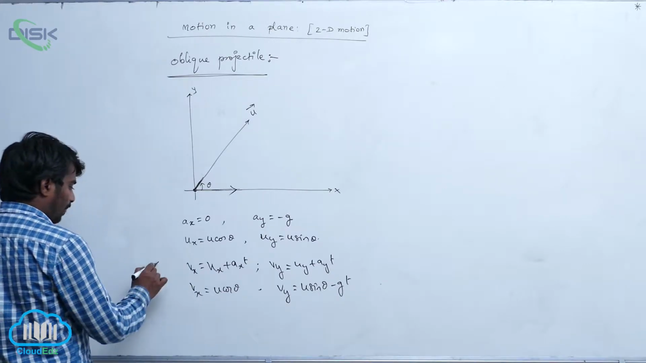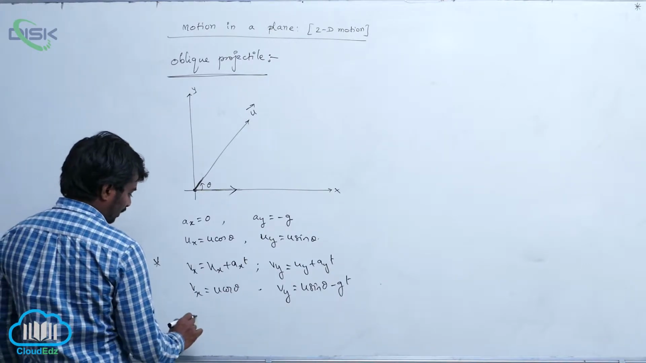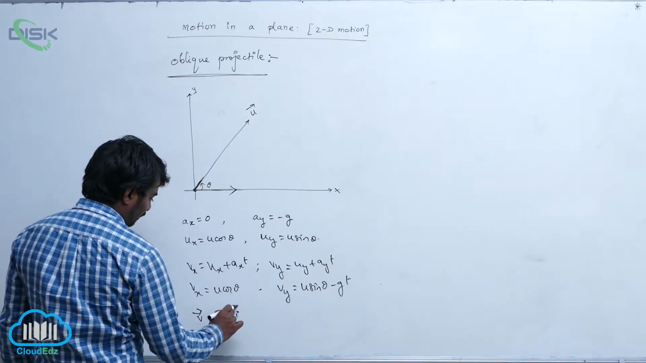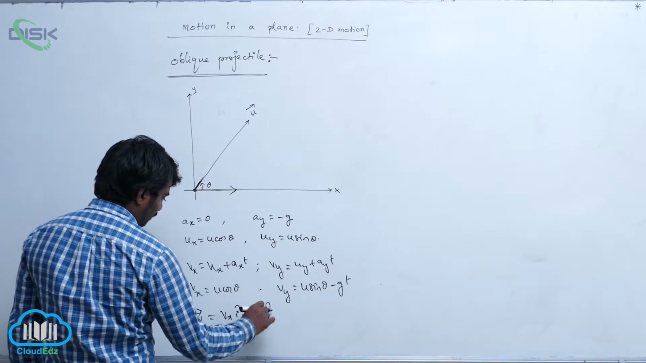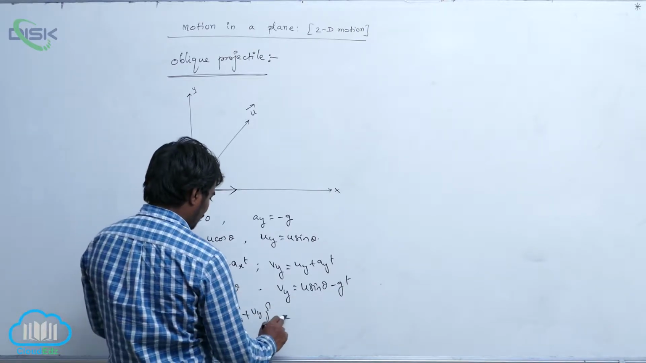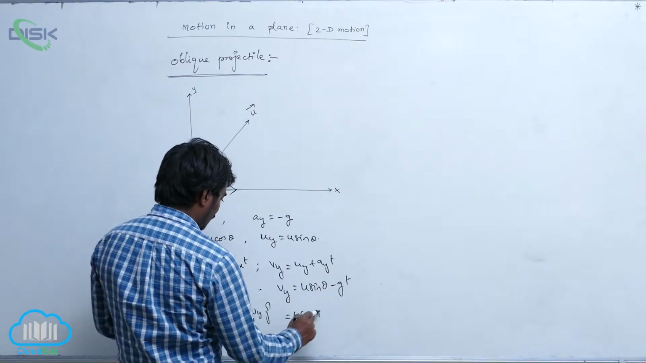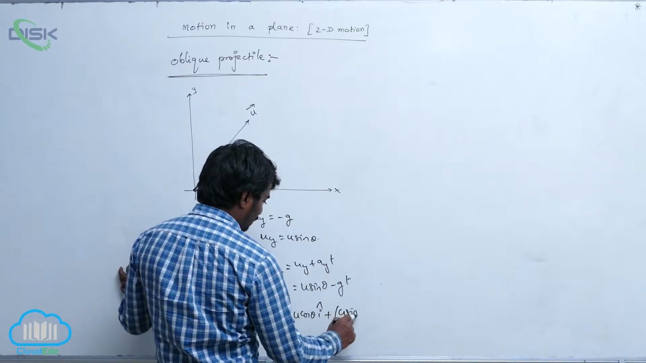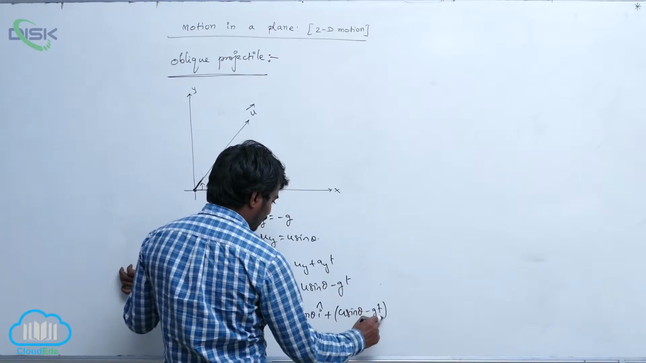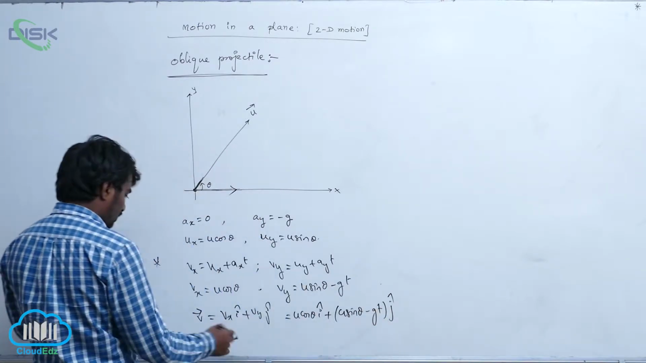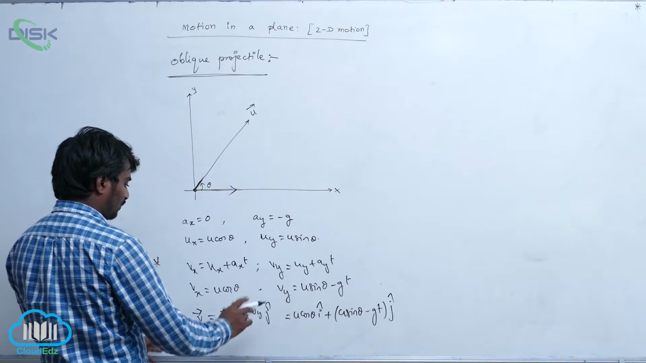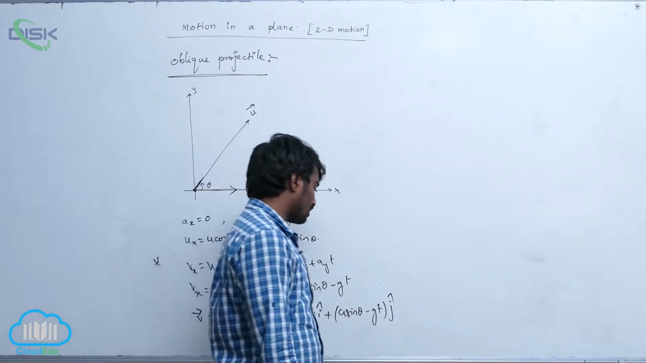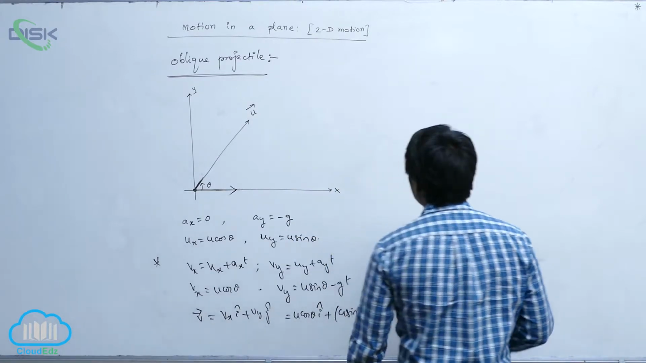Suppose you are asked to calculate V bar, what do you write? Vx i cap plus Vy j cap, that is V bar. Vx means u cos theta i cap plus Vy is (u sin theta minus gt) j cap. Suppose asked for the magnitude, under root of Vx square plus Vy square, under root of this square plus this square, that is what we are going to do.